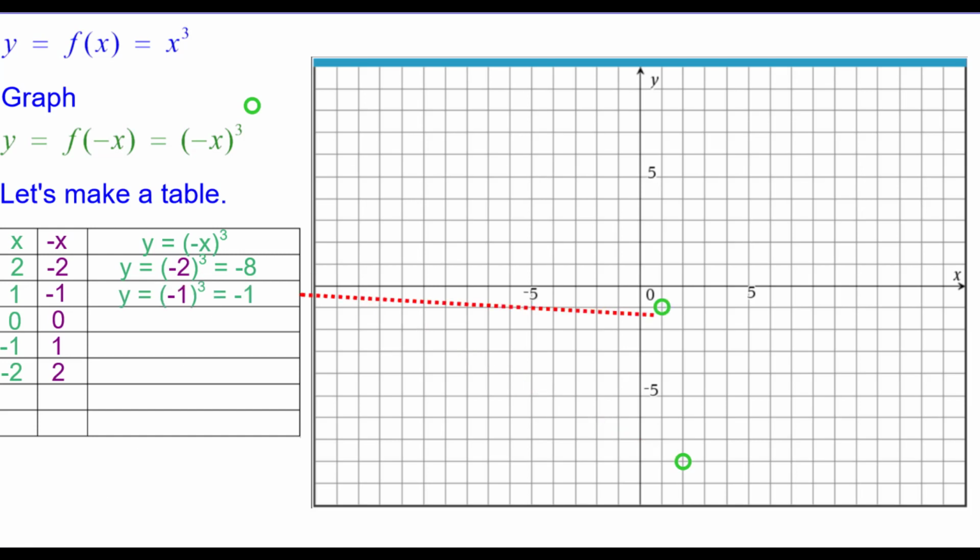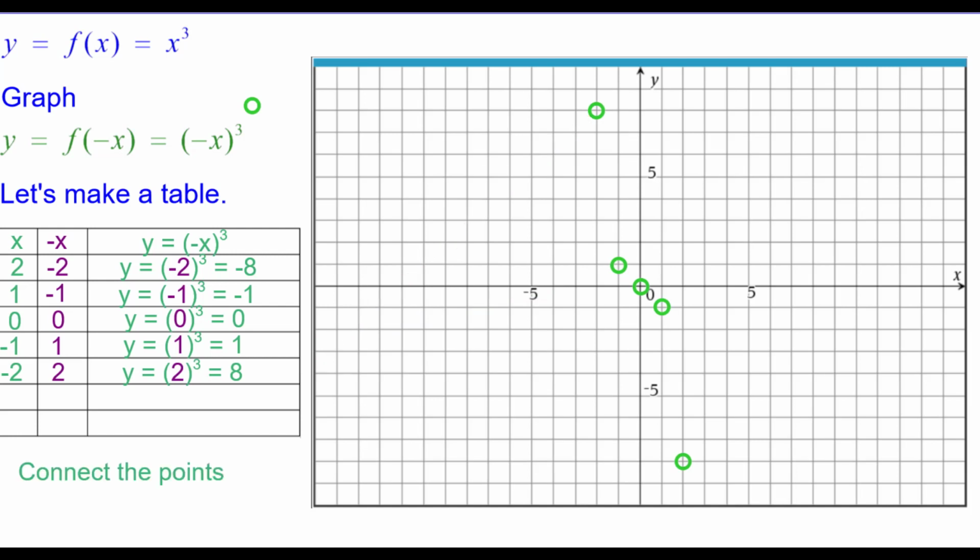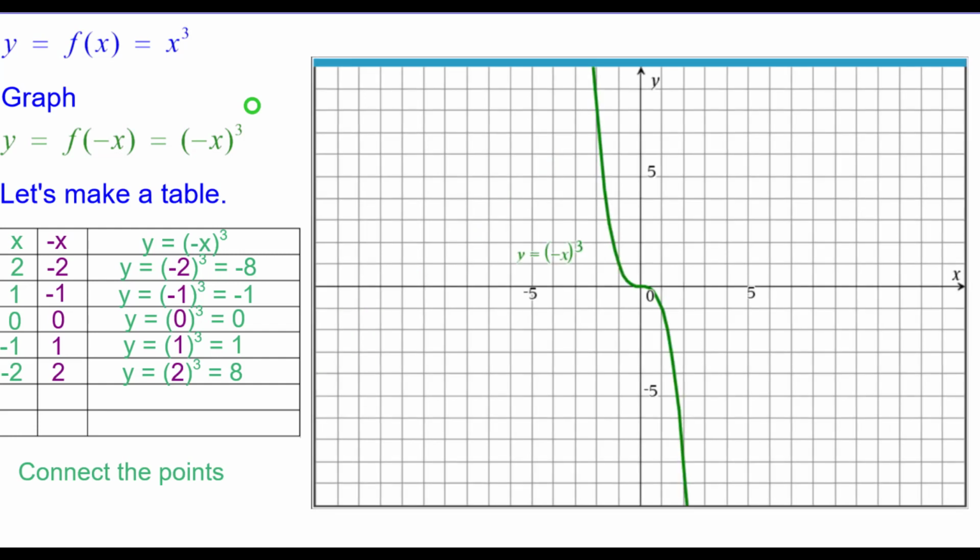When x is 1, the opposite's negative 1. Negative 1 cubed is negative 1, so 1, negative 1. The origin remains the same. The opposite of negative 1 is positive 1. Cubed, that is 1, so negative 1, 1. And the opposite of negative 2 is positive 2. When you cube positive 2, you get 8, so negative 2, 8. Graphing that, connecting the points, this is y equals the quantity of the opposite of x, cubed.